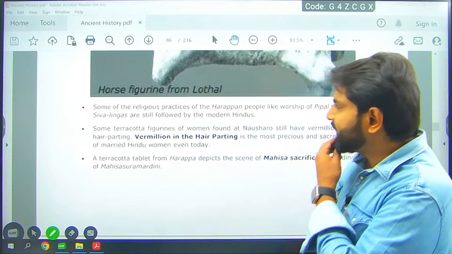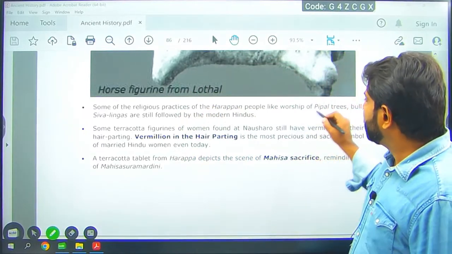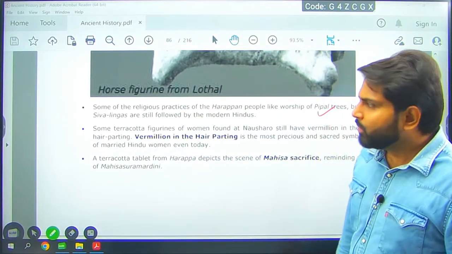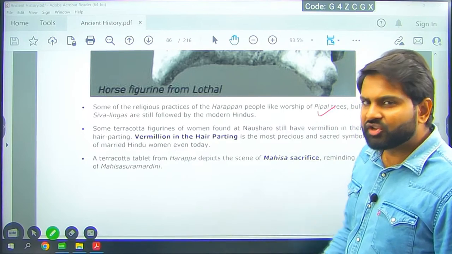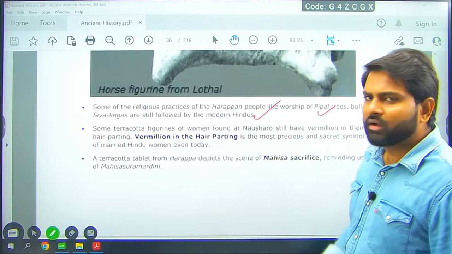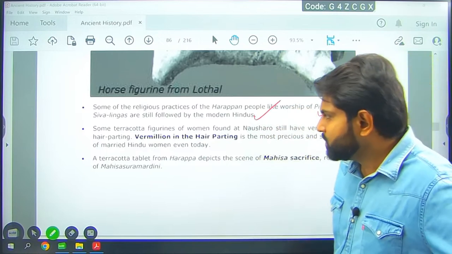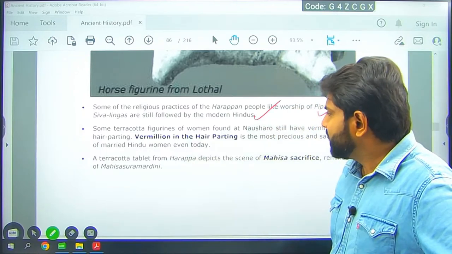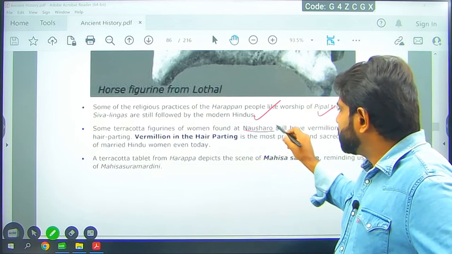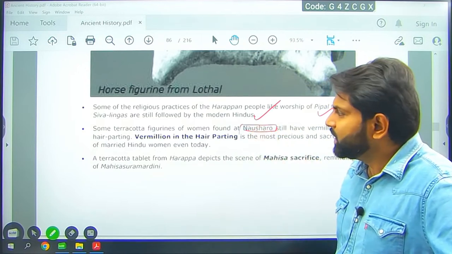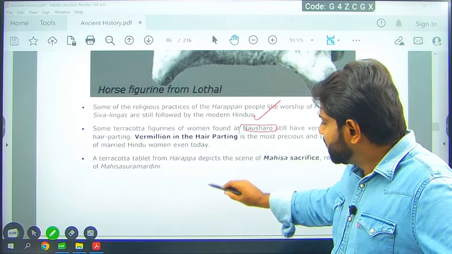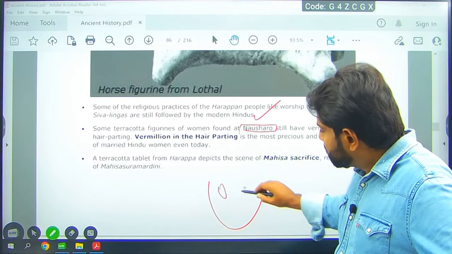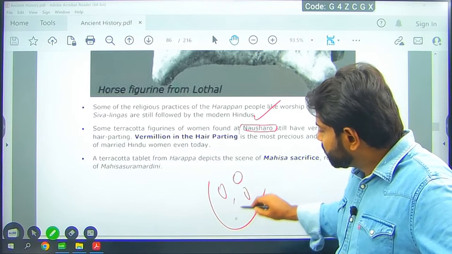Some of the religious practices of the Harappan people, like worshipping the peepal tree, bull, shivalingas, yonis, and worshipping nature, are still followed by many modern Hindus. Some of the terracotta figurines of women found in Nausharo still have vermilion in their hair parting. Vermilion, the tilak which Indian women wear.